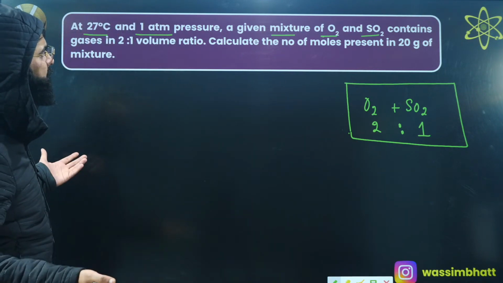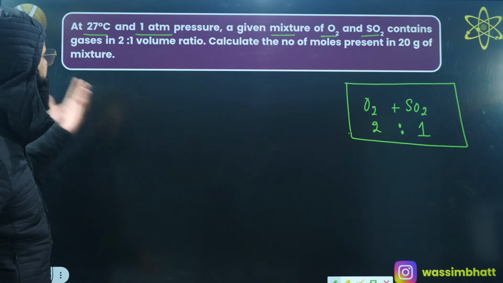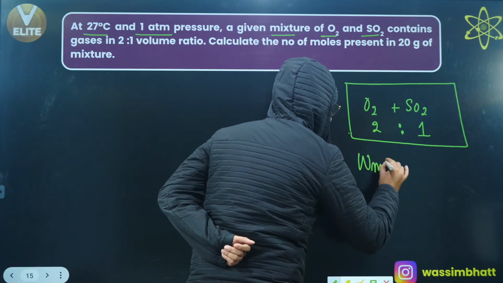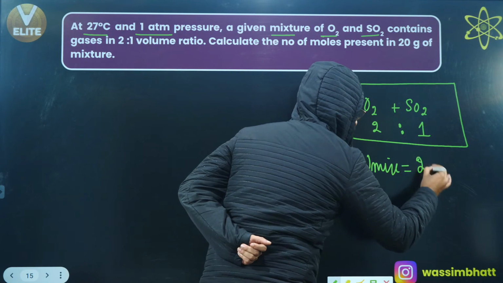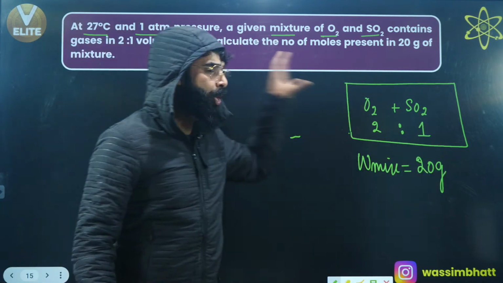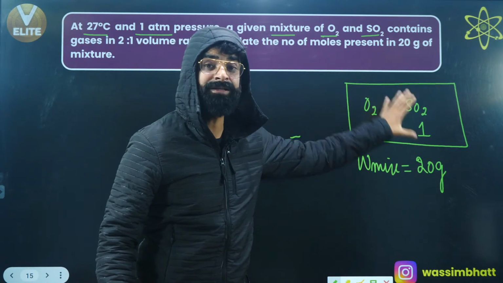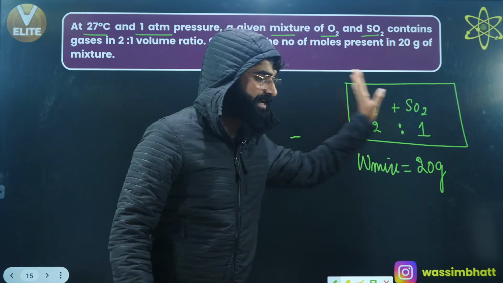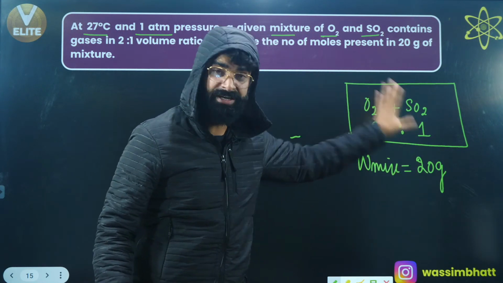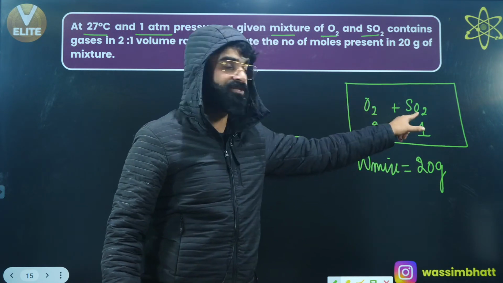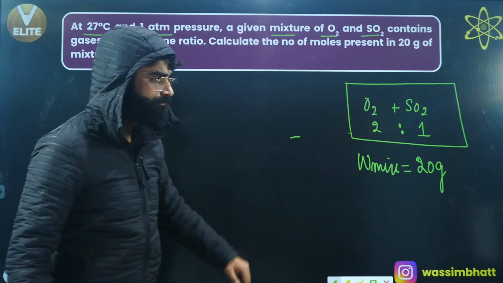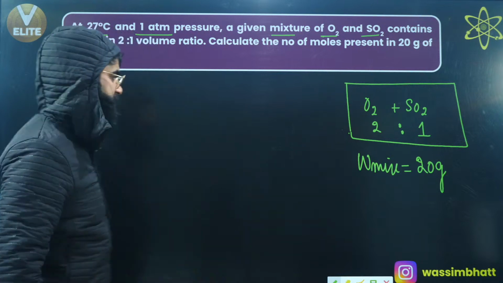Calculate the moles present in 20 grams of the mixture. I am given the mass of the mixture as well, 20 grams. I need to calculate how many total moles are there in the container which contains 20 grams of the mixture, if O2 and SO2 are present in the volume ratio of 2:1. Let's have a look.